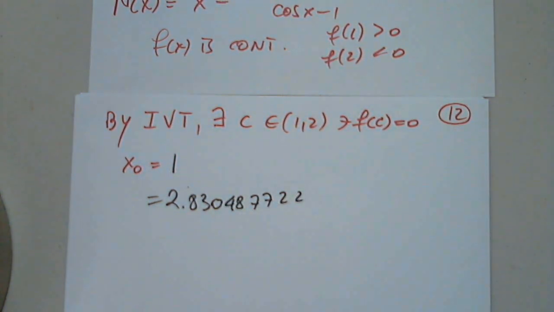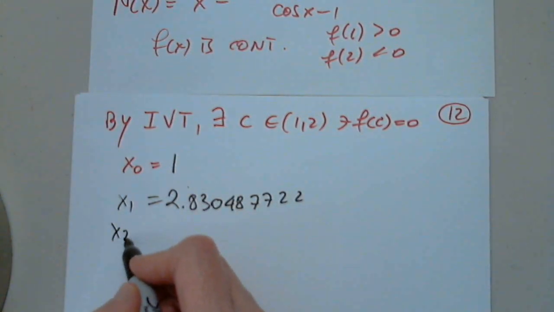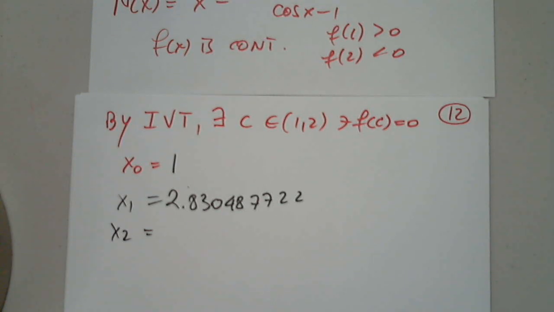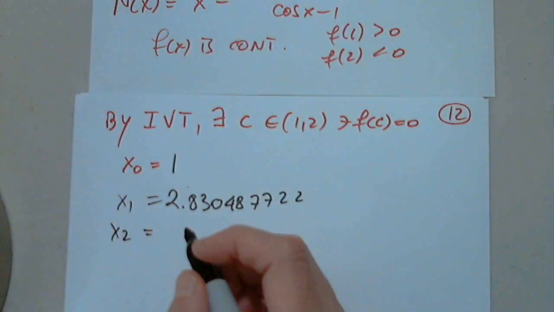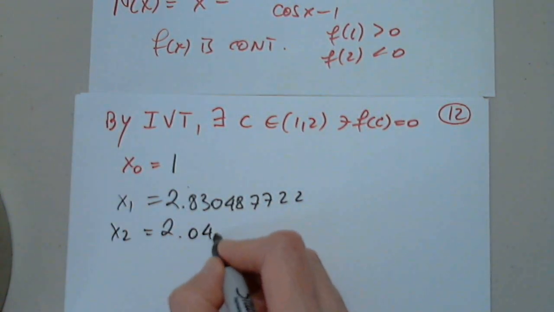2.8304877722. What does it represent? X sub 1. Yes. Now x sub 2, from this moment on, I just copy, and I make sure that I always have the previous answer inside. So the calculator will put this in, and then the next one in, and then the next one, as long as I want.